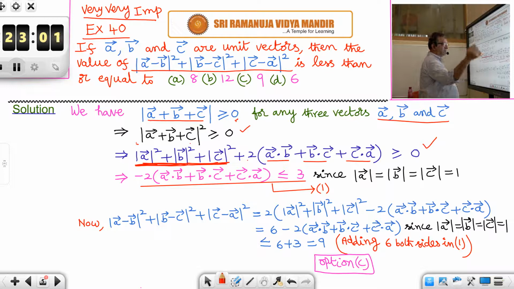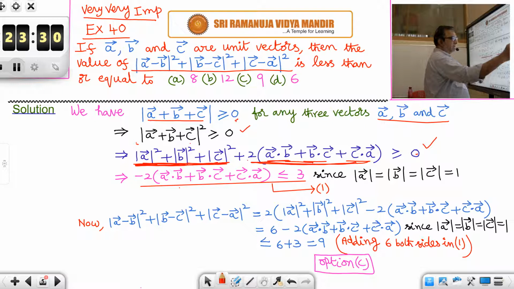That 3 is taken to the, or otherwise we take this bracket to the right side. 2 into sigma A dot B, we take it to the right side, it becomes minus 2 into sigma A dot B, and on the right side, so less than or equal to 3. On the left side it is 3. This is taken to the right side, then it is less than or equal to 3. Since mod A, mod B, mod C is equal to 1, let us call this inequation number 1.